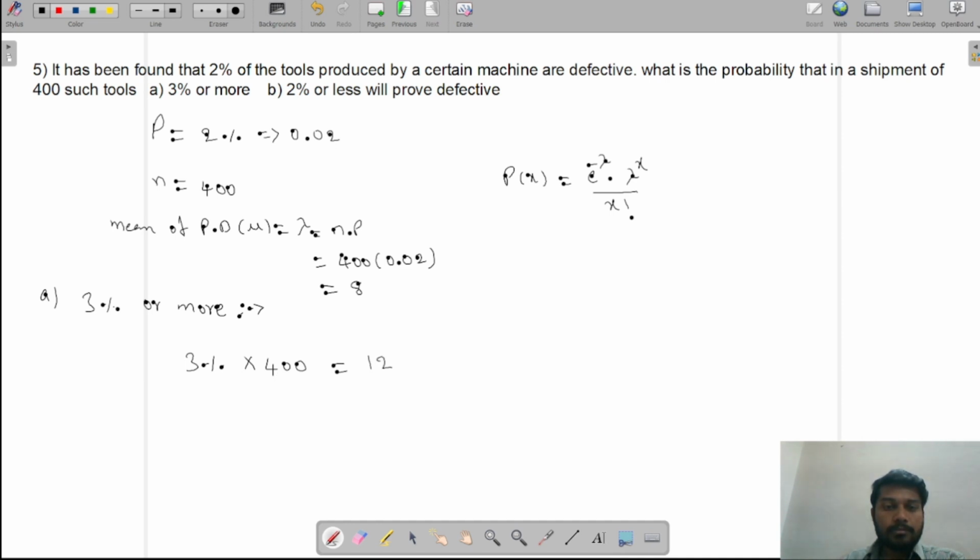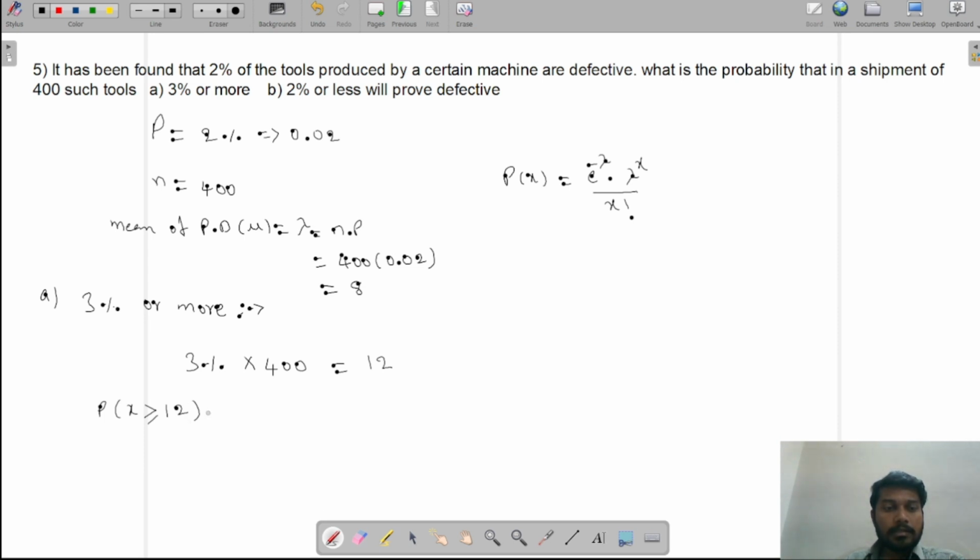12, I will get. So this is the value of x. And in the question, 3% or more. So how can I denote it in probability? P of x greater than or equal to 12. Okay, P of x greater than or equal to 12.